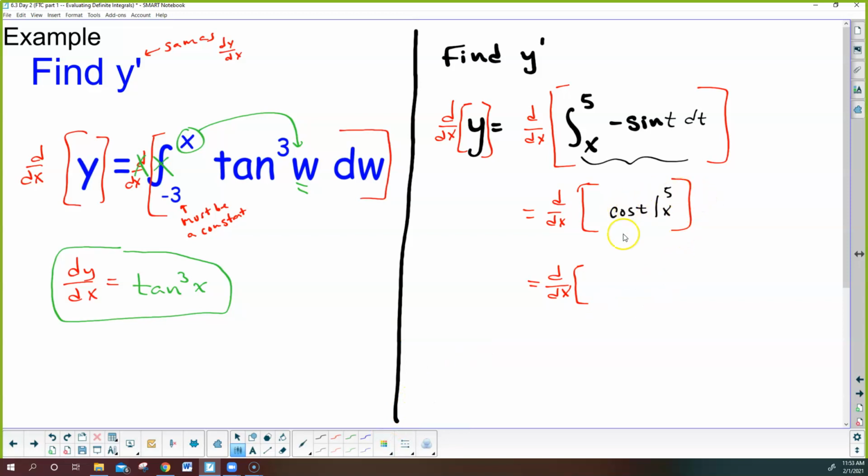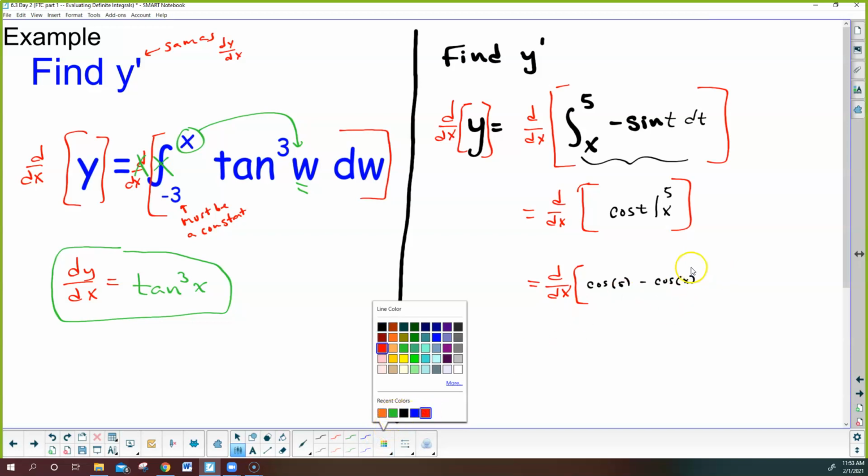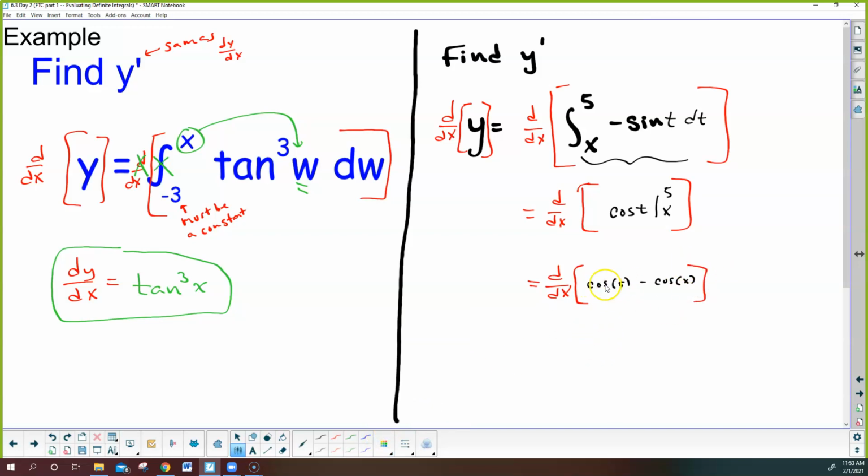Okay. Well, now, what if I plug in cosine of 5, and then I subtract cosine of x? Okay. Well, now, I don't care about cosine of 5. That's a number, right? This value right here is just a number. So what's left over then is I still need to take the derivative of negative cosine.